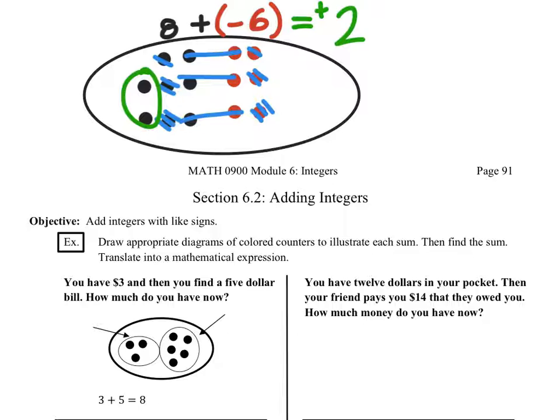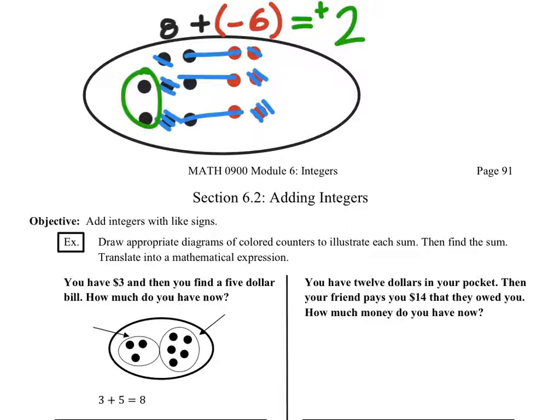So when we look at this example here at the bottom, it says you have $3, which is shown in this circle here, and then you have a $5 bill. Each of those $1 would be represented by another black dot. So how much do you have now? Again, we're just counting all of the black ones. There's no red counters on this one to cancel out any of the black ones. So we have 3 and 5, which equals 8.